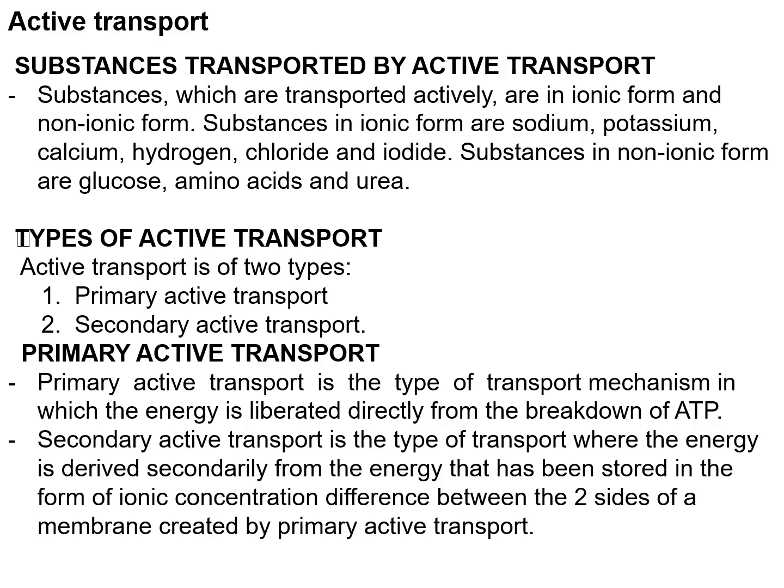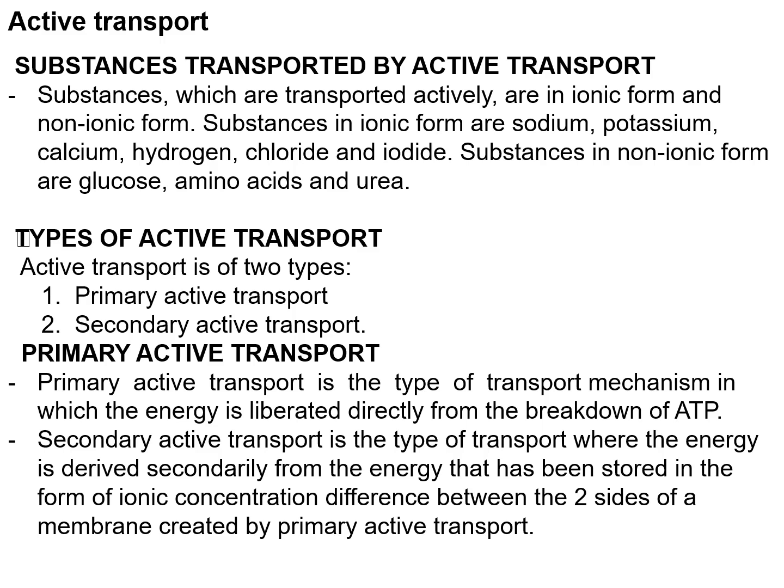So, substances which are transported actively could be in ionic form or non-ionic form. For example, ionic forms like sodium, potassium, calcium, hydrogen, and non-ionic forms like glucose and amines. As we mentioned, active transport will be subdivided into primary active transport and secondary active transport. Primary active transport is a transport of molecules from the area of low concentration to the area of high concentration, and this process requires energy in form of breakdown of ATP.